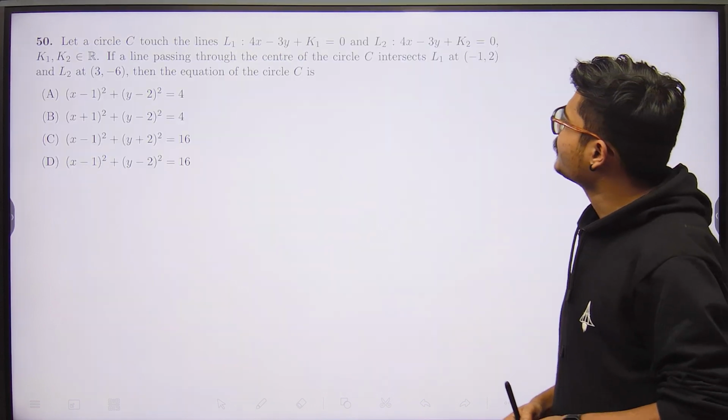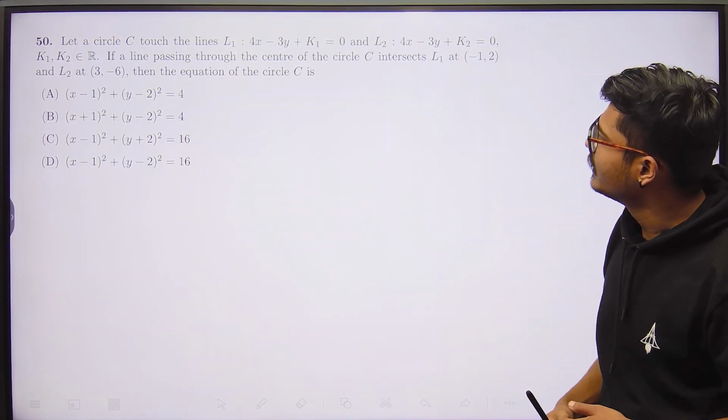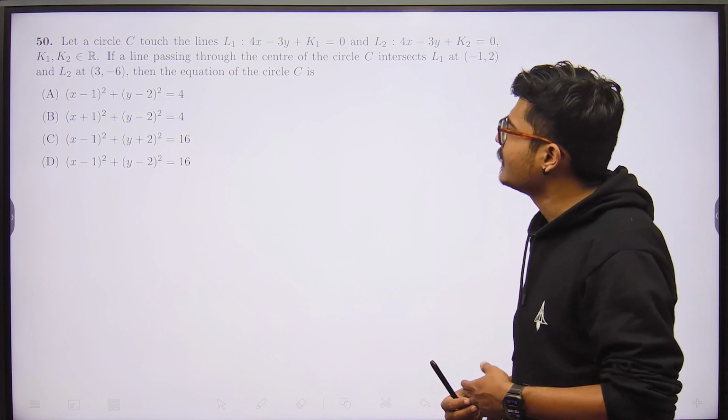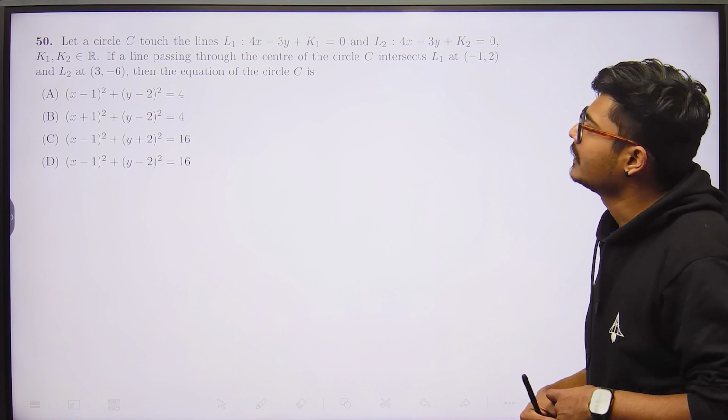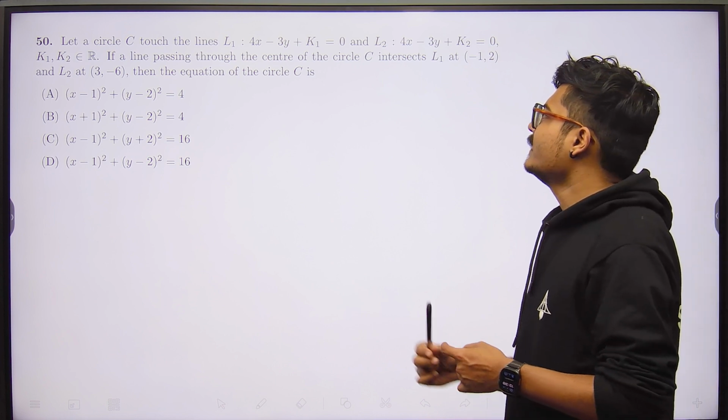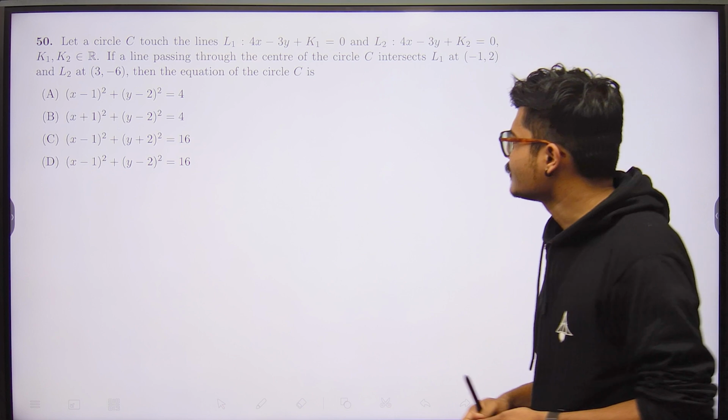Let a circle C touch these two lines जो given है, and the second thing that's given to you is if a line passing through the center of the circle C intersects L1 at this point, L2 at this point, then find the equation of the circle. So सबसे पहले notice that these two lines are parallel lines, right? So it looks something like this.